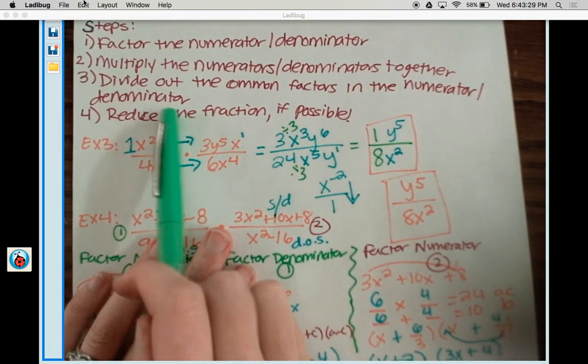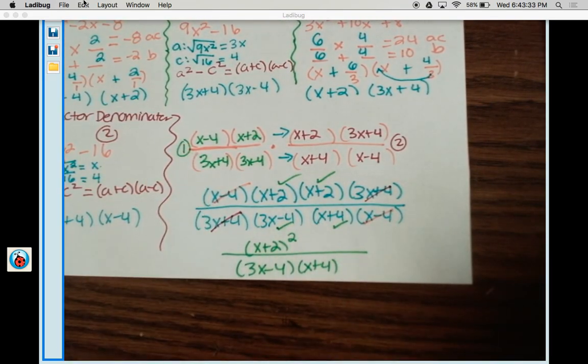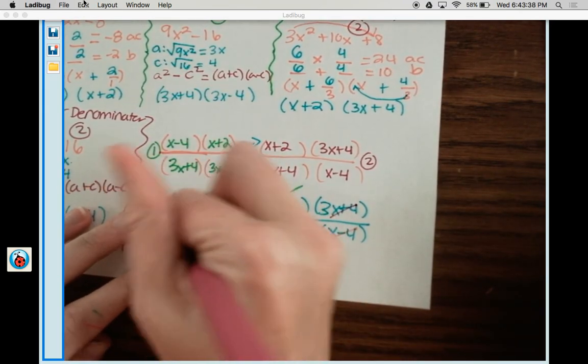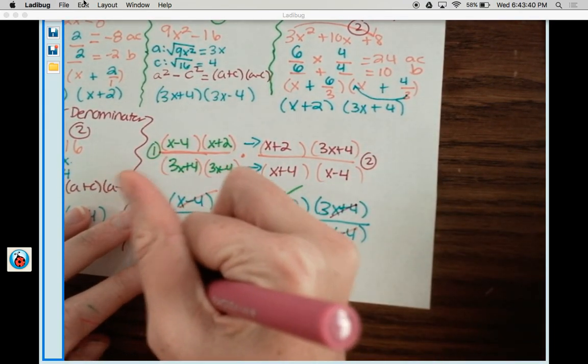Alright, guys, on the last step, reduce the fraction if possible. Well, guess what? I can't reduce this down anymore. So this would be my final answer. Wasn't that exciting? I had so much fun.